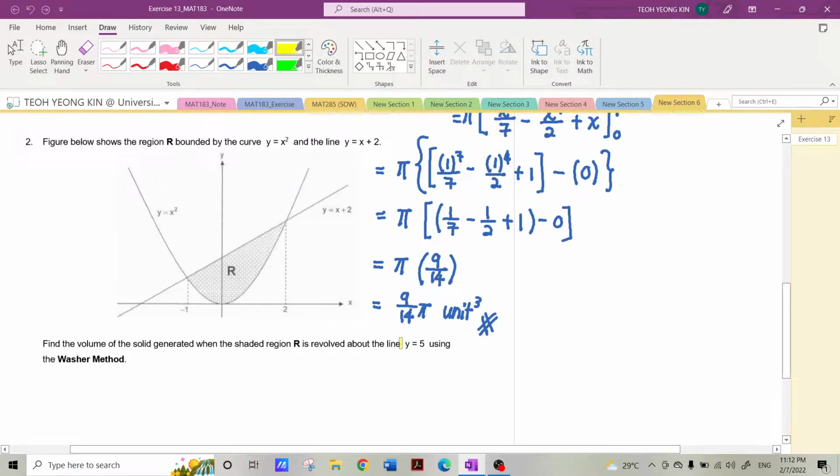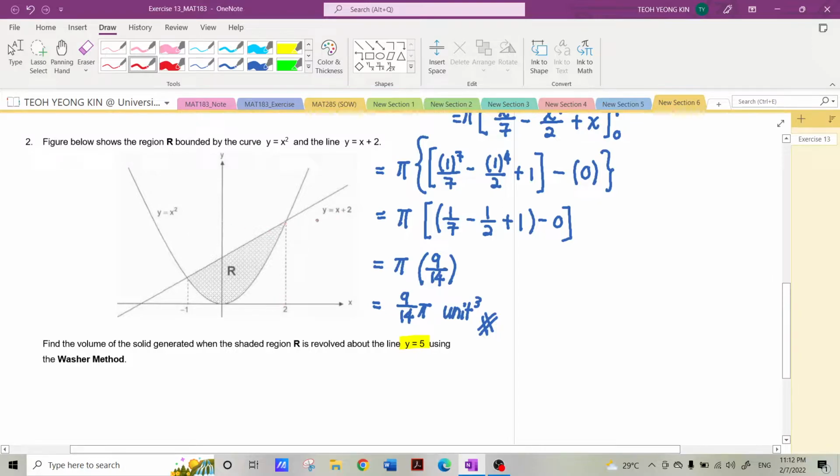So here is the line of revolution, which is y equals 5, using the washer method. Why in this question do we have to use the washer method? Because you can see that this graph involves two different functions, one is the curve, another one is the straight line, and they revolve at the line y equals 5.